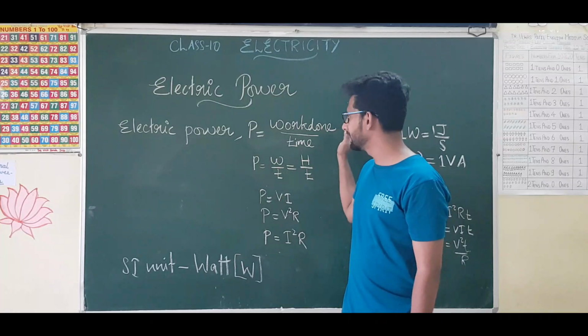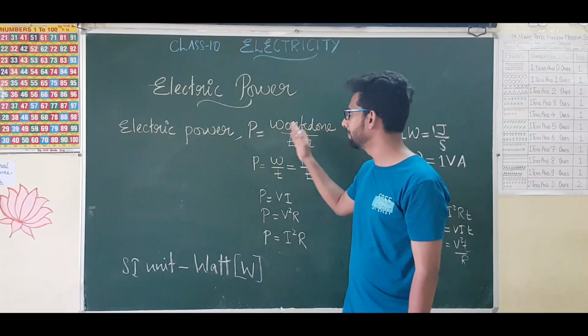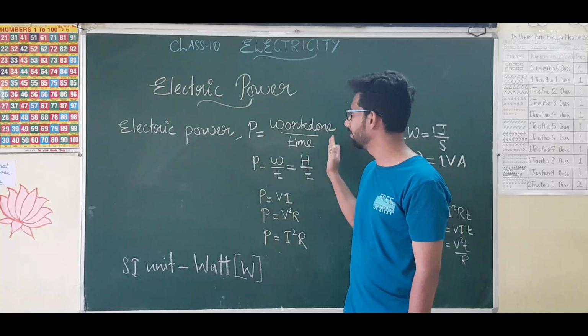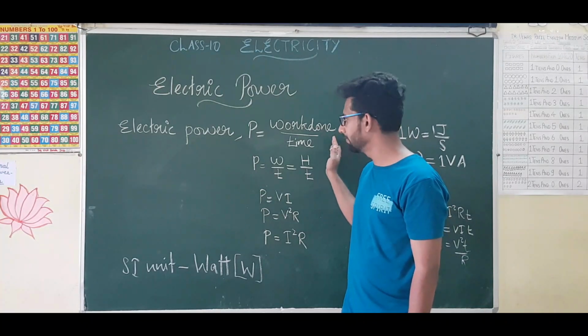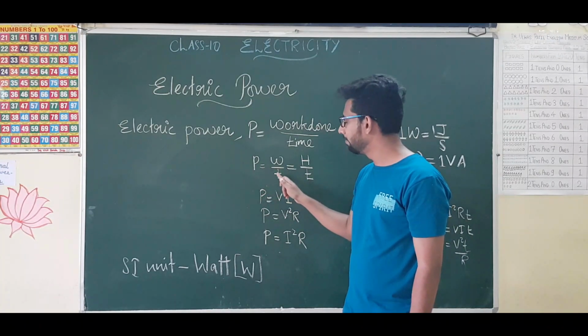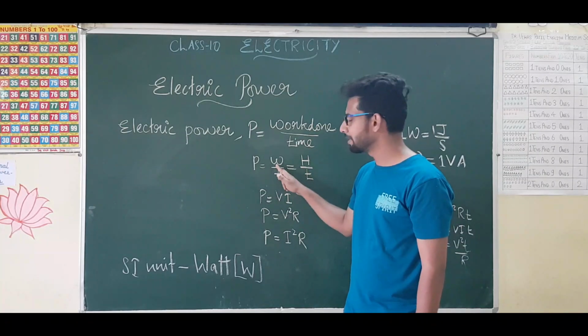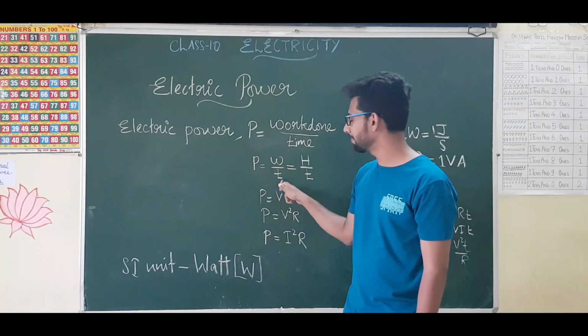The normal equation, which you have studied in the previous classes: power equals work done by time. Here it is the electrical work done. So we can write P equal to W by T. Work done is represented by small letter w and time is represented by T.